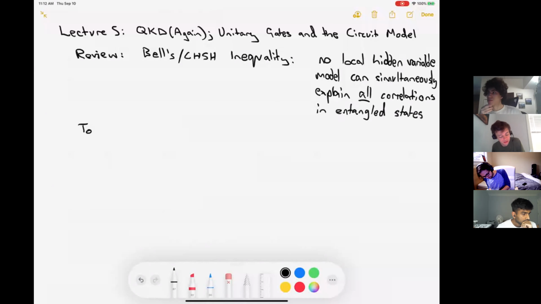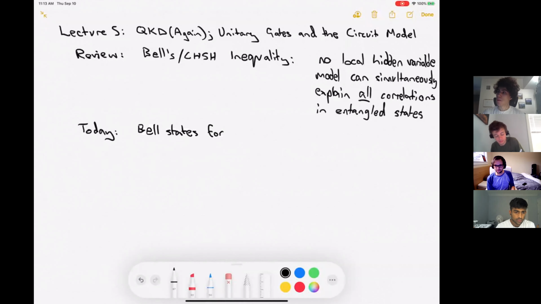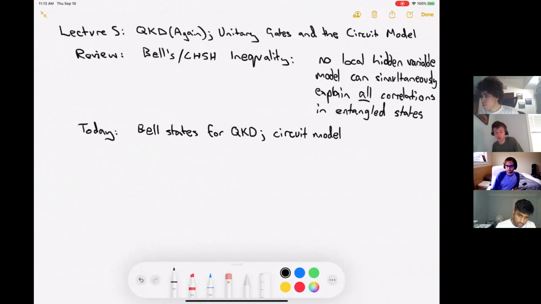Great. So today, we're going to talk a little bit more about Bell states. In particular, we're going to talk about how they can be used to do QKD. We've already seen one way to do QKD. We're going to see another way. And then we're going to move on to really starting for the first time to talk about quantum computers. In particular, we're going to briefly introduce the circuit model of quantum computers and some important unitary gates.